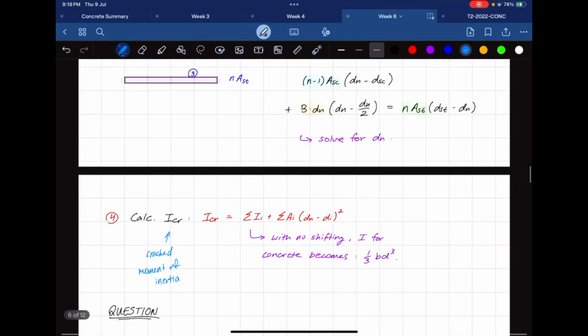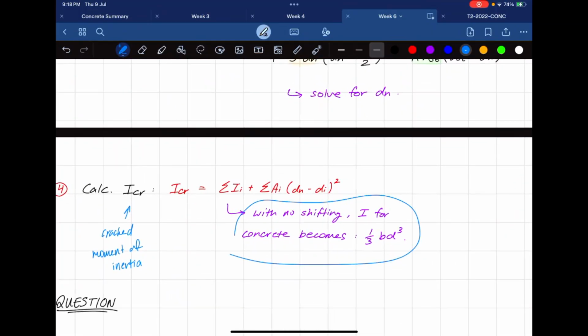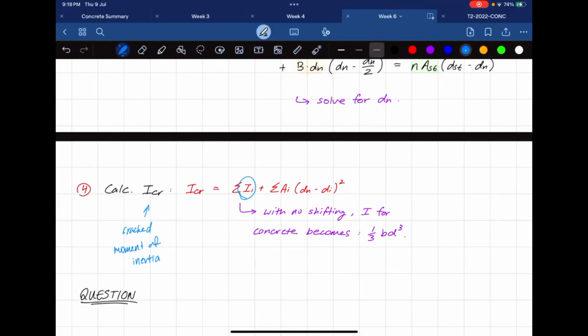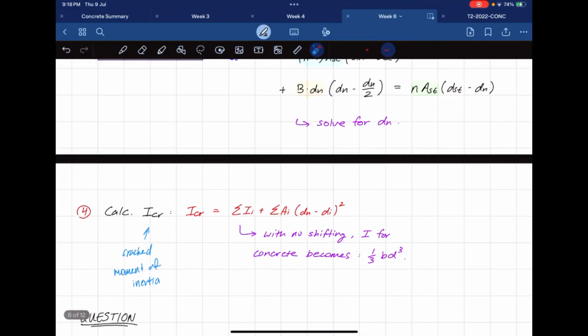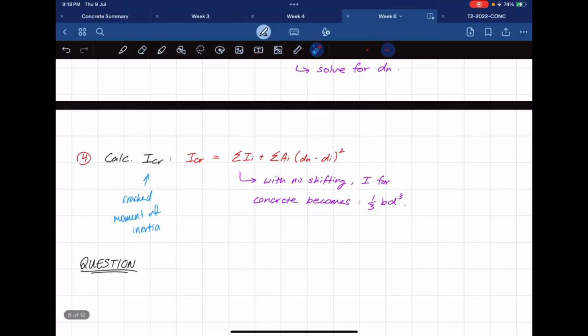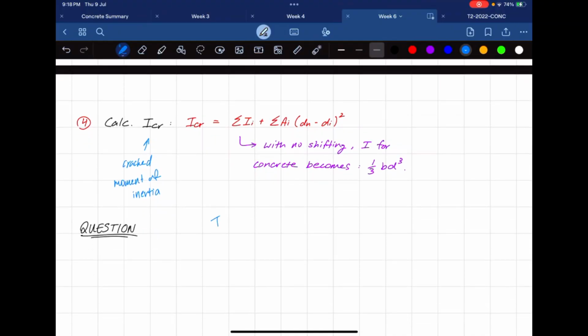The only thing special about it is this, which I'll quickly explain. So with no shifting, as we know, this only applies to the concrete, and because the concrete depth is a function of dn, after you do a bit of algebra and a bit of math, what you notice is you can do ICR is equal to 1 on 3 BD cubed, and when you're doing the shift, you don't have to include the shift anymore. Like, I don't even know why I'm explaining that. I'll show you with an example.